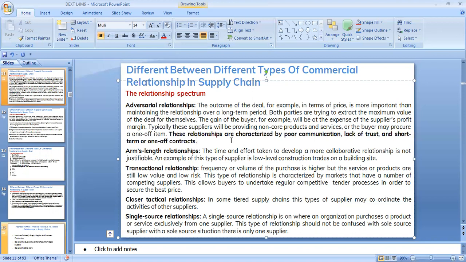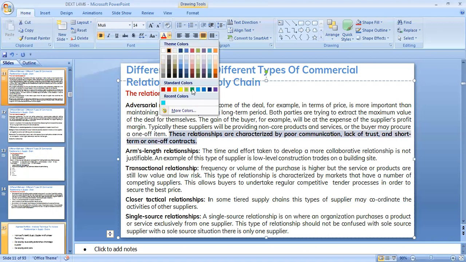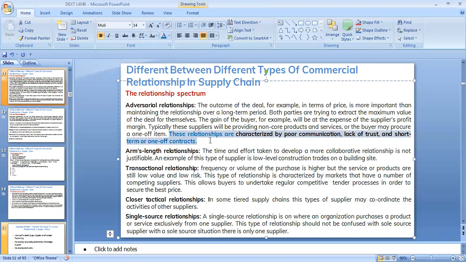Okay, clear. Then the arm's length relationship is close to the adversarial relationship. That is the next one, the arm's length relationship. Can you see it? From the name, you would know that arm's length means from a distance. So the time that you may want to put in to develop a collaborative relationship may not be justifiable. No need. Why do I now stay, endure, and build the kind of relationship when I'm not even expecting anything good from it?